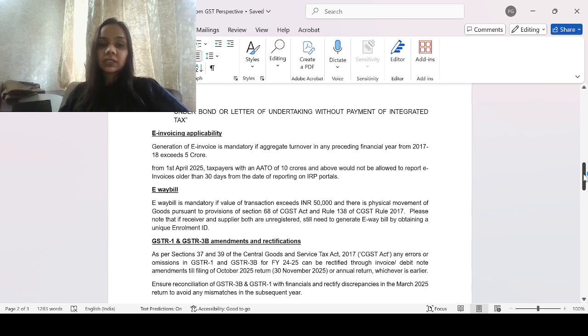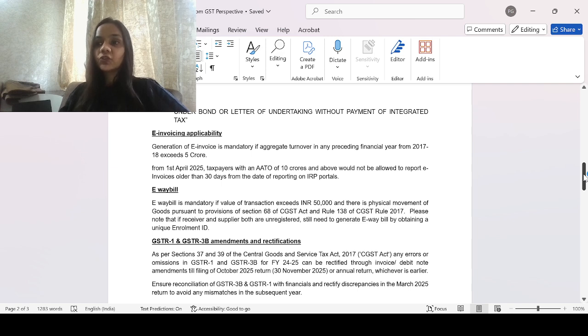Next one is the GSTR 1 and GSTR 3B amendment and rectification. We should review all our GSTR 1 and GSTR 3B filings till now. If any rectification or amendment is required in GSTR 1 and GSTR 3B, then we should initiate it on an immediate basis. Although the time limit to correct GSTR 1 and GSTR 3B is the 30th November or the due date of filing the annual return, whichever is earlier.